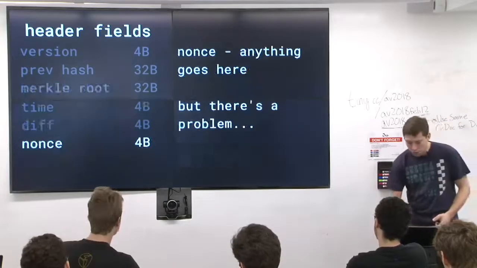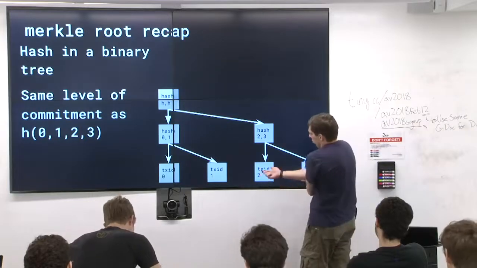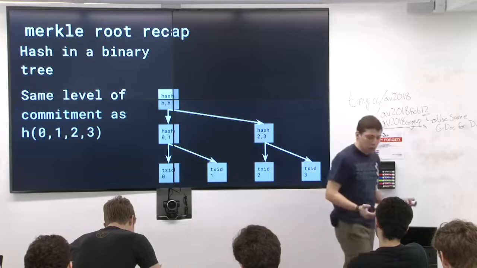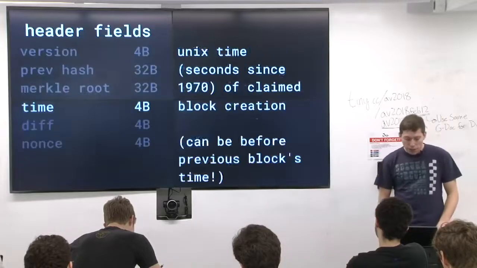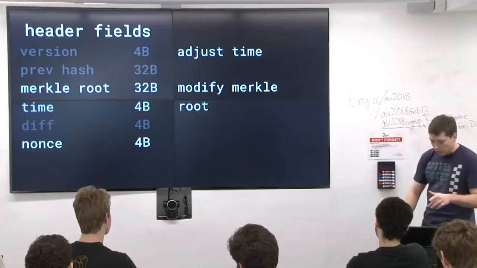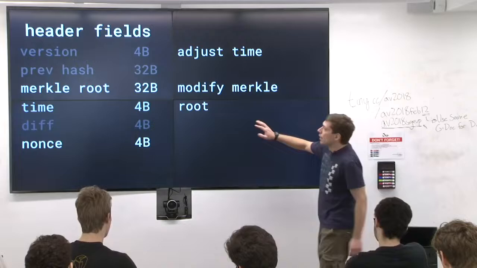You can just say, okay, well, these 2 are independent. I'm going to swap them. This will change, which will change that. So you can swap transactions around. You can also edit what's called the Coinbase, which I think is in one more slide. Yeah, so there's a bunch of ways that you can change things.